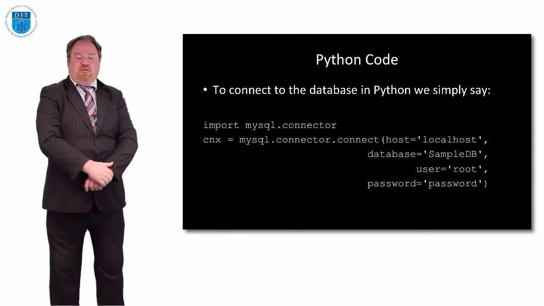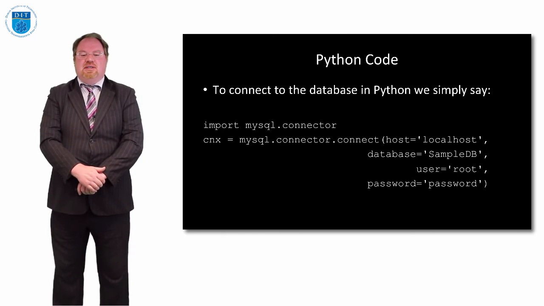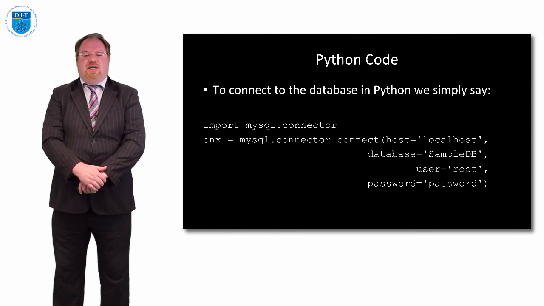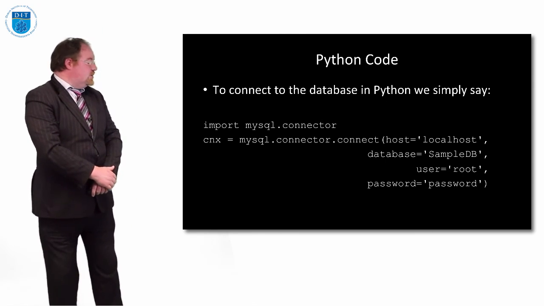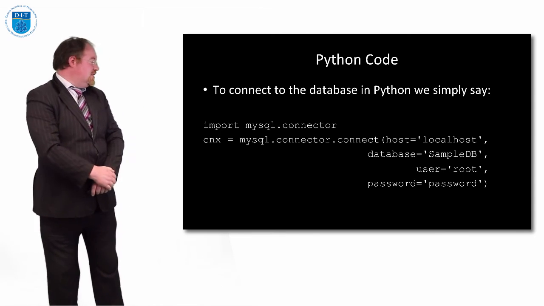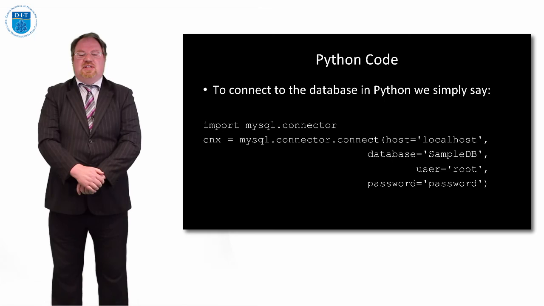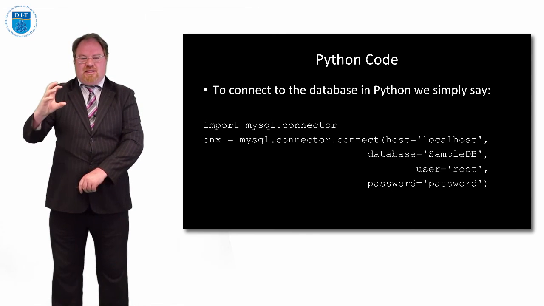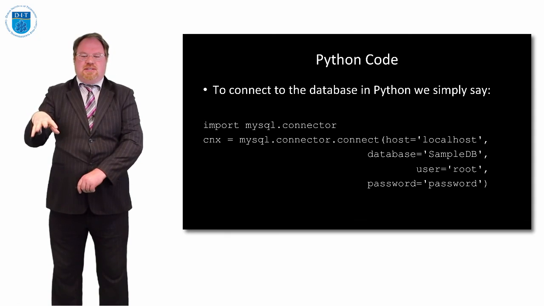The database which we created, we called it SampleDB. So that's the specific database within the MySQL. The username is root because we didn't change it. And the password is password because we set the password as being password. So that's how we connect from a Python program to our database running on the local computer or local host, with username root and password.